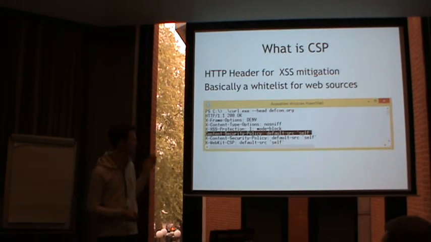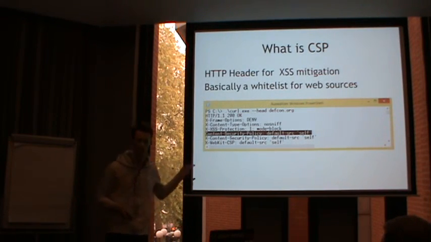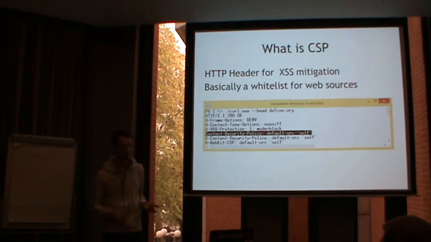So the goal is cross-site scripting mitigation. You can't just specify evil.com/give-me-all-your-cookies.js and include it if it's not in the CSP. Obviously that's a nice thought, but just whitelisting sources is not enough to mitigate cross-site scripting, because if you have a cross-site scripting vulnerability, you could just add your own code inline.